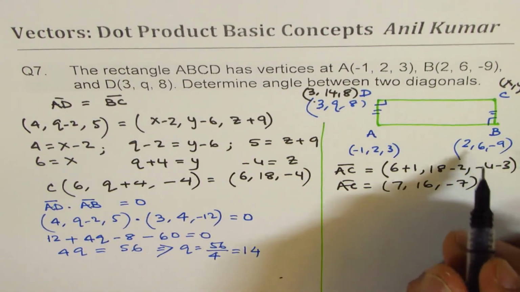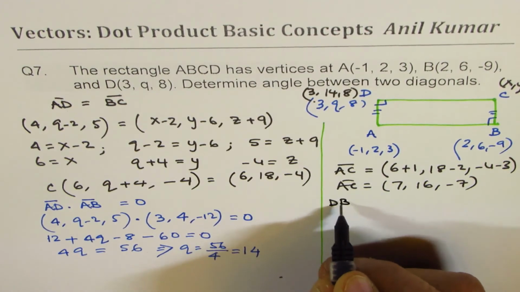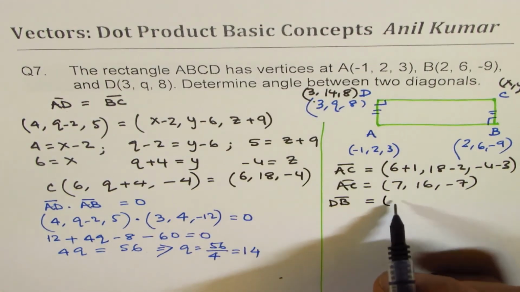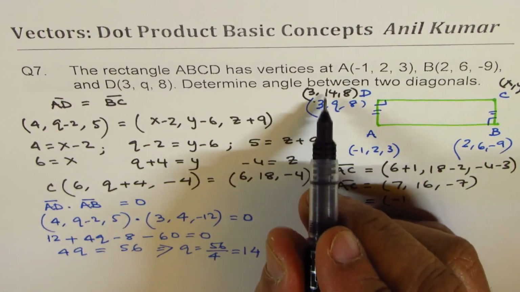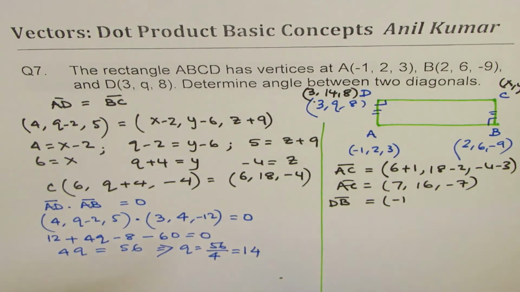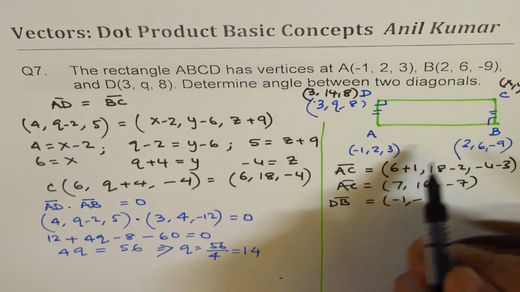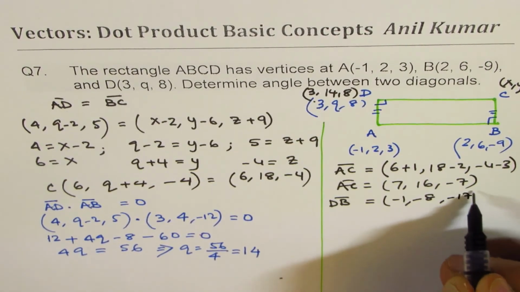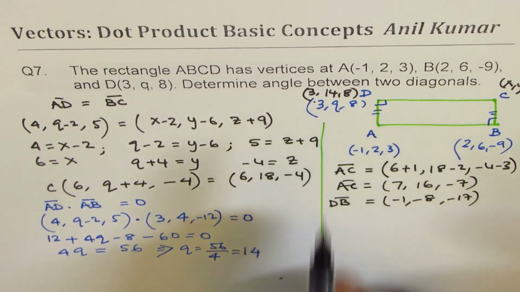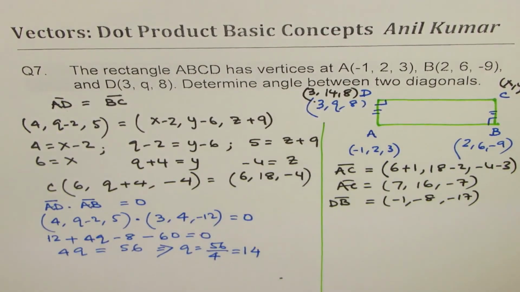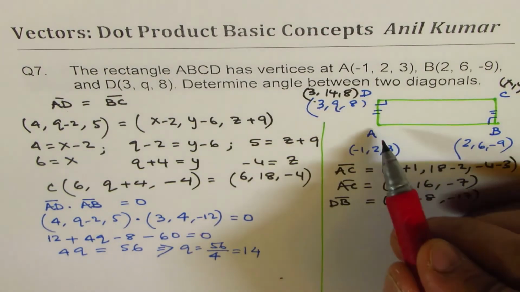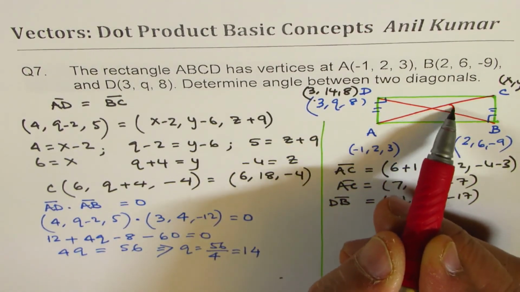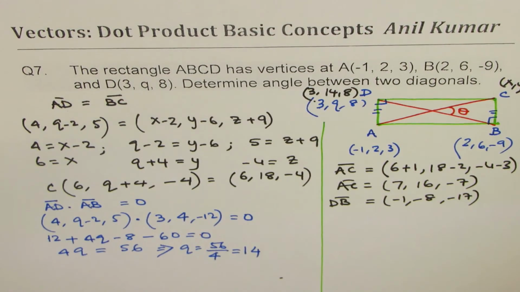Let's find what BD is. Okay, so we can write DB. DB is 2 minus 3, which is minus 1, 6 minus 14, which is minus 8, and minus 9 minus 8, which is minus 17. So that becomes DB, right? Now to find the angle between them, now we have these diagonals. That is the angle theta we want, right?